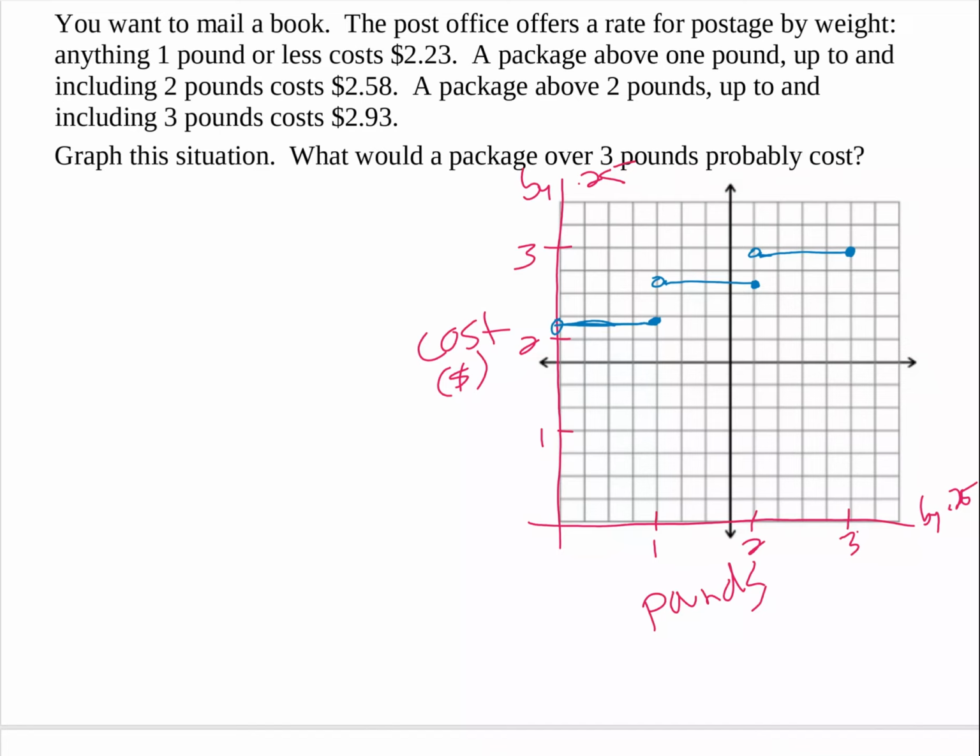What would a package over 3 pounds probably cost? $3.28. Why do you say $3.28? It seems to be going up by 35 cents each time. 35 cents from here to here, and then 35 cents from here to here. So add 35 cents again, and what'd you say, $3.28? Yeah. Okay.